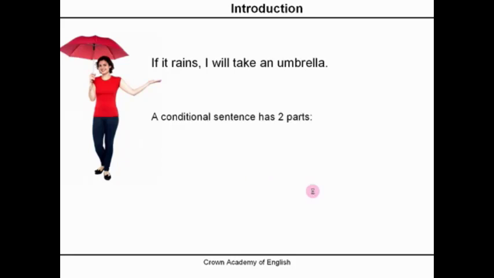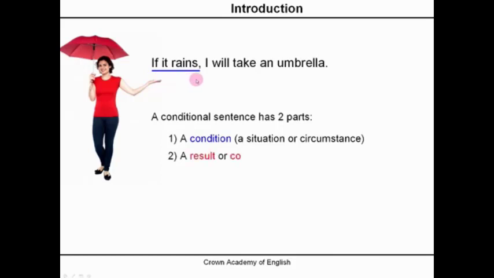A conditional sentence has two parts. The first part is a condition, and a condition is a situation or circumstance. So here is the condition: if it rains. And the second part is a result or consequence. And here it is: I will take an umbrella.